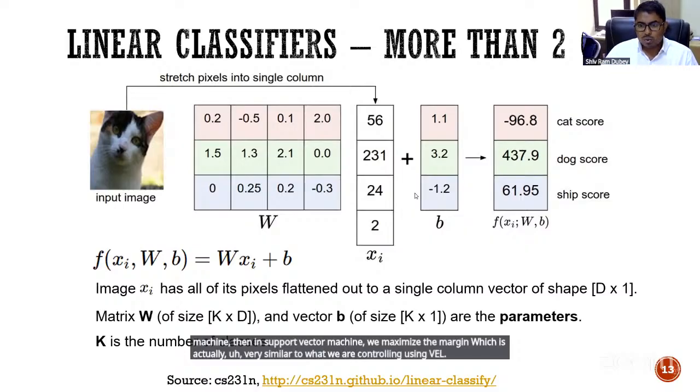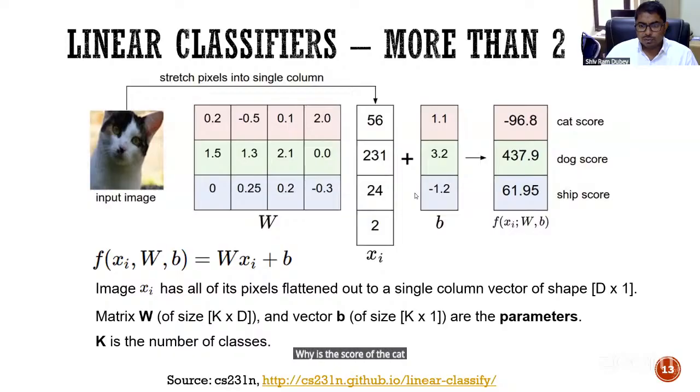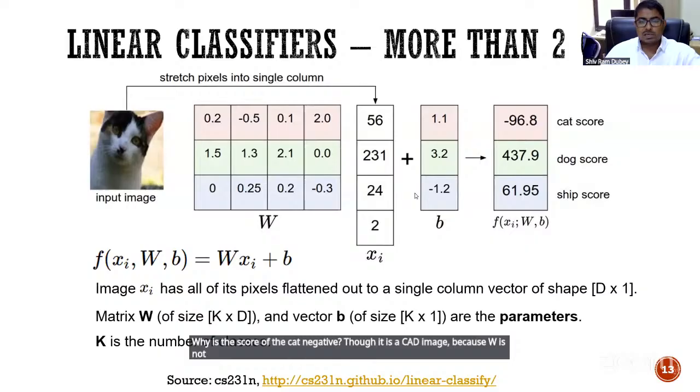Why is the score of the cat negative, though it is a cat image? Because W is not correct right now. This W is just random values, so it is not trained properly. So that's our purpose, to train it.